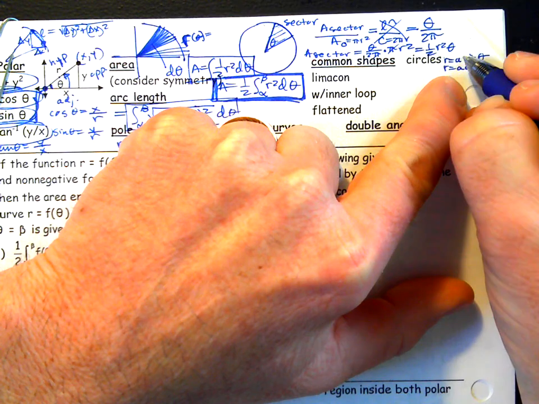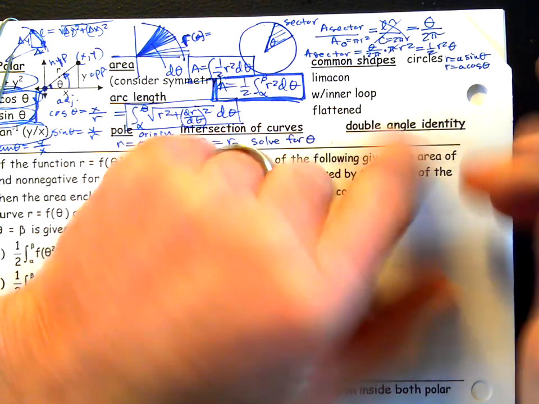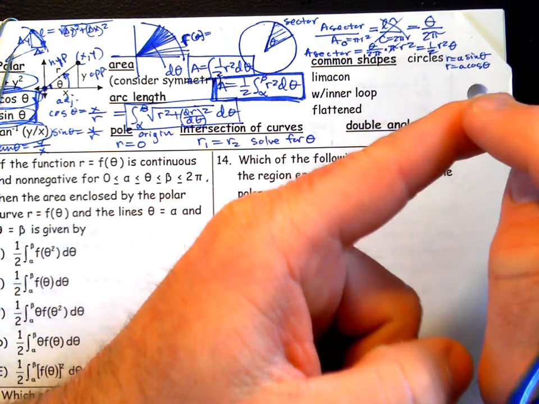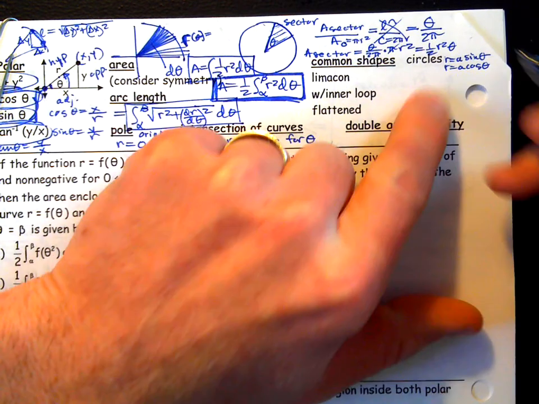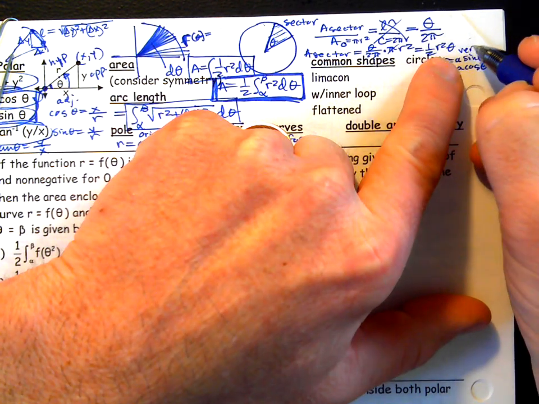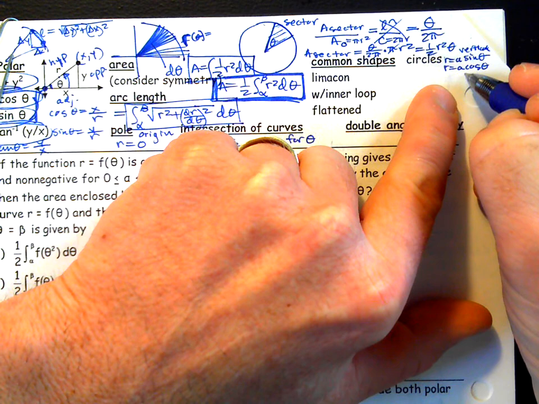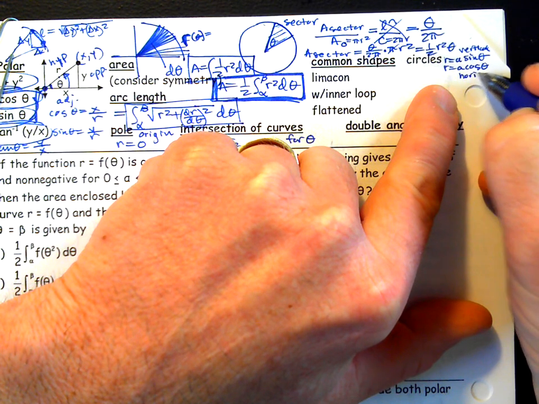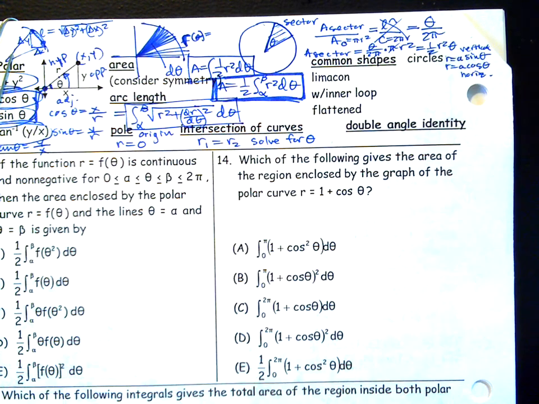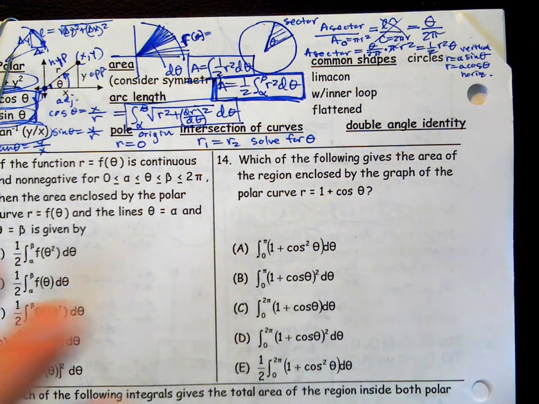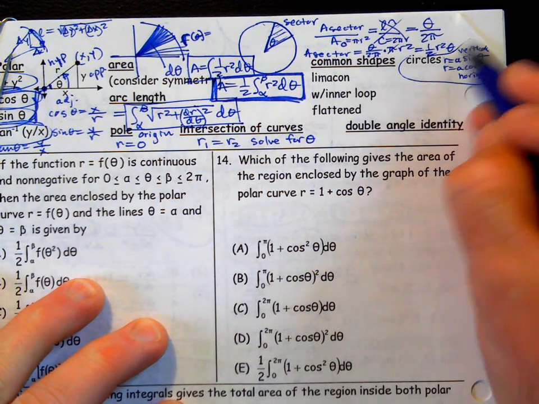Now, all these shapes will have sine or cosine in them. And whenever it's sine, it's going to be vertical in nature. And whenever it has cosine, it's going to be horizontal in nature. And that's true for all of these. That's another helpful thing to know just up front. So those are circles.